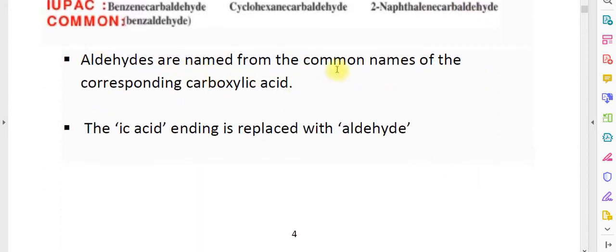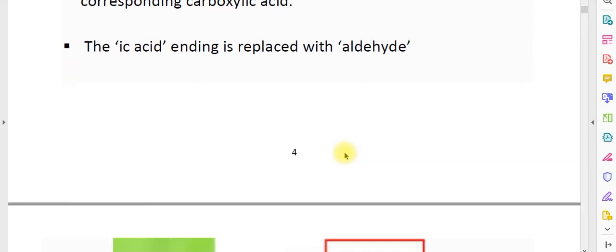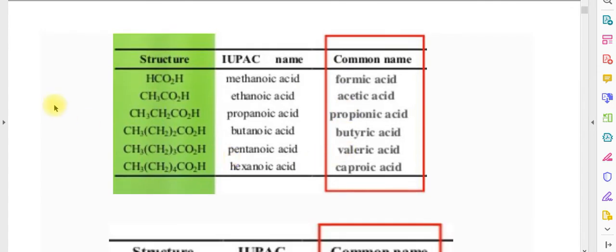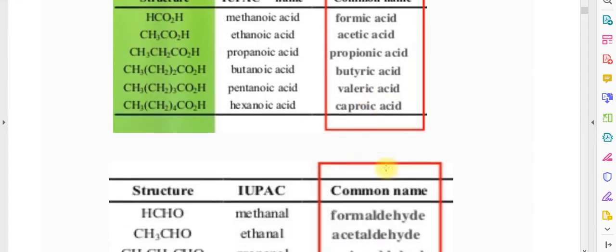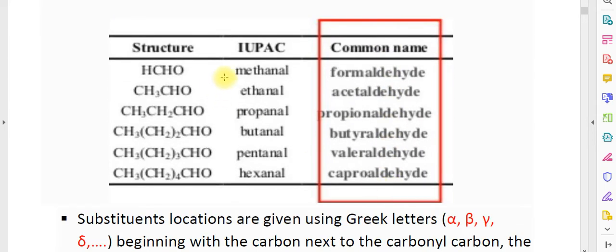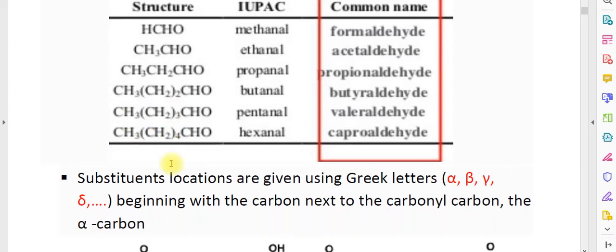And aldehydes are named from the common names of the corresponding carboxylic acid. The ic acid ending is replaced with aldehyde. Some of the examples given here: HCOOH, methanoic acid, that is formic acid. Then CH3COOH, ethanoic acid, acetic acid. Then propanoic acid, propionic acid, butanoic acid, butyric acid. And here pentanoic acid or valeric acid. Then hexanoic acid, caproic acid. So just go through the IUPAC names and common names, and be thorough with how the naming is given.